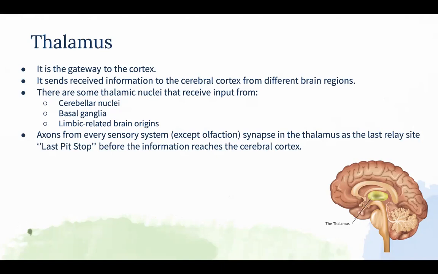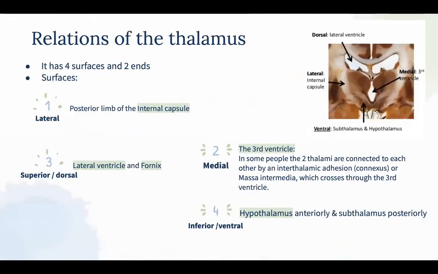Okay? Starting with the relations of the thalamus. So it has 4 surfaces and 2 ends. The surfaces متبعين على هذه الصورة. This is the thalamus. حلو, واحدة, هذه الثانية. So laterally نشوف هنا the posterior limb of the internal capsule. حلو. Medially هنا the third ventricle.